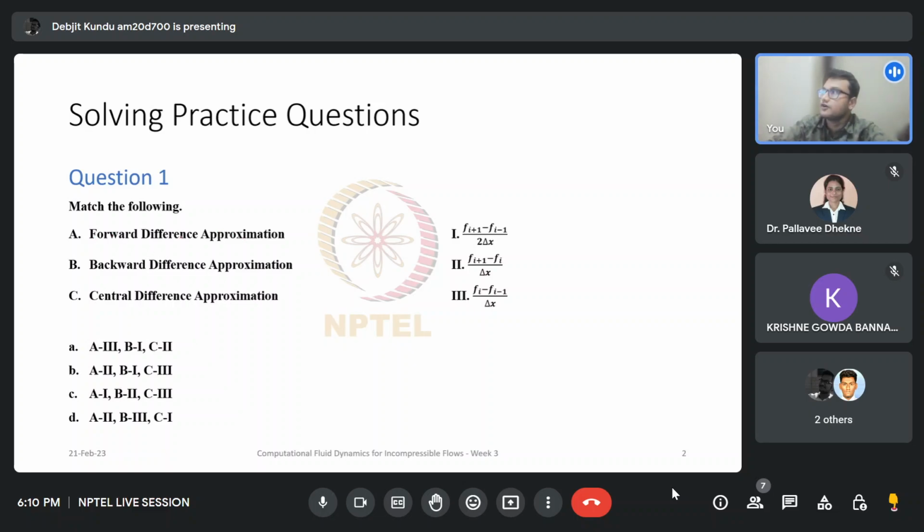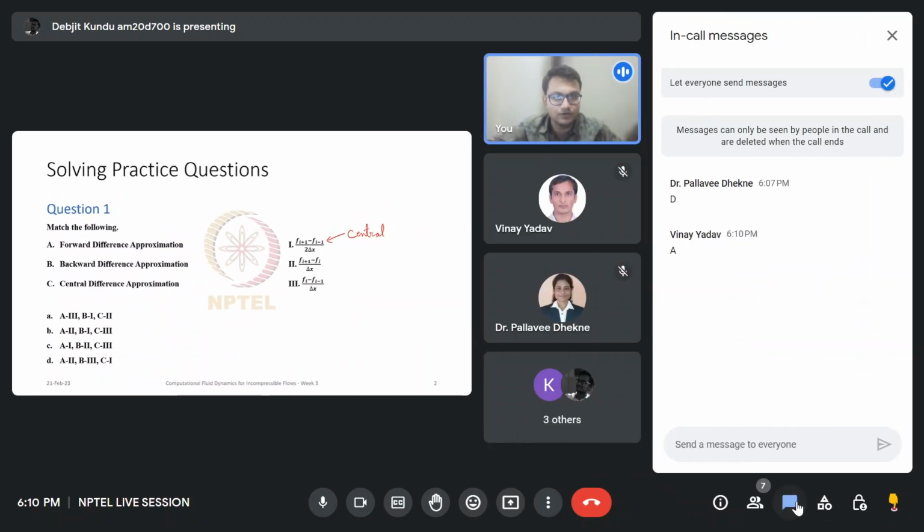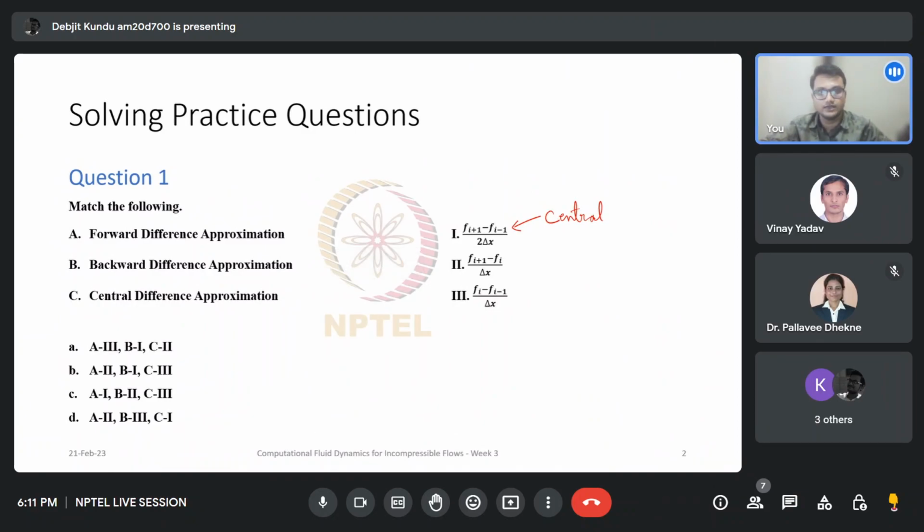For the first one, forward difference, or let's do it the other way around. We will look into the second column and figure out which one is which. So this first option, fi plus 1 minus fi minus 1 divided by 2 delta x. Which scheme is it? Is it forward, backward, or central? Central. Central. Okay, so we have another answer in the chat box in favor of option A. So A and D are the two answers.